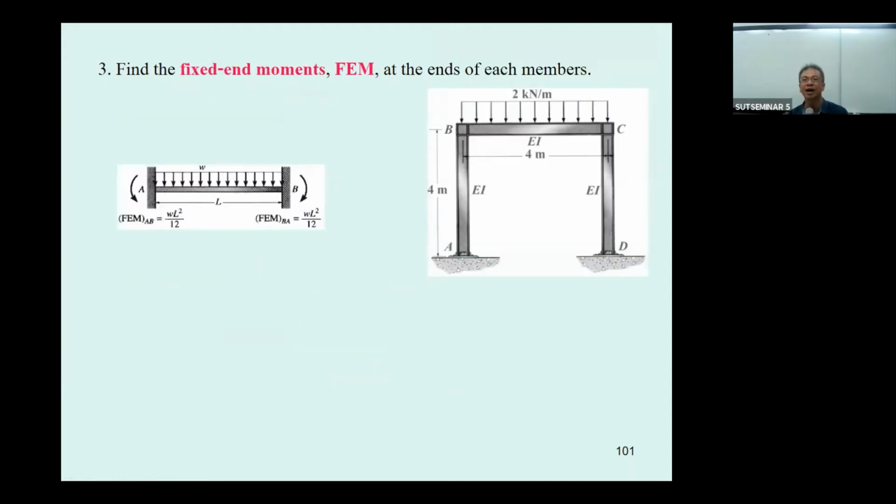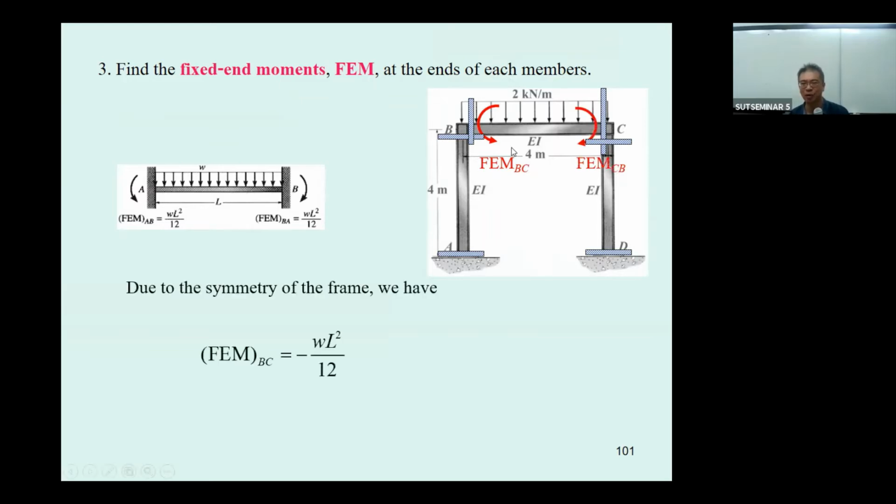So the fixed end moment, this is the uniformly distributed load. The fixed end moment is going to be WL squared over 12. There is no fixed end moment for the column AB and column CD. Only the fixed end moment BC, 2 times 4 squared divided by 12. Okay, and then you got this one. Only use this one for BC. Counterclockwise is going to be negative. And then you get negative 2.667.